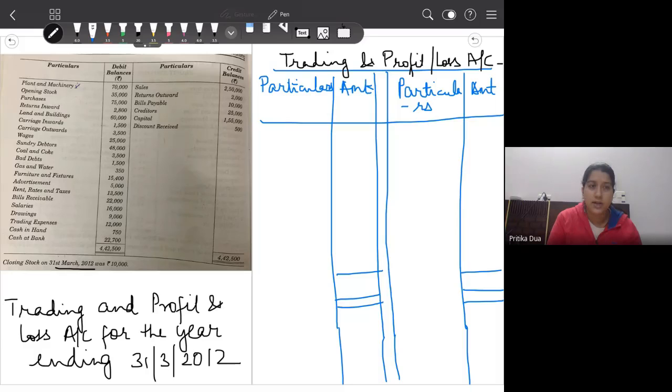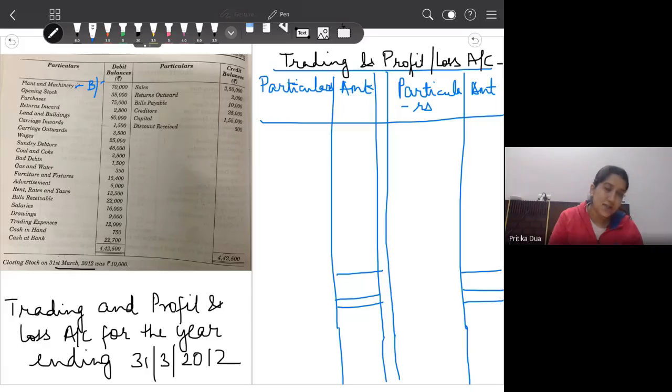First entry is plant and machinery. So when we discuss the format, plant and machinery is not appearing either in the trading account or the profit and loss account. It comes directly in the balance sheet because this is an asset for the business. And the definition of asset is anything that is helping the firm in earning revenue in the coming years. So they are wealth creation tools which are used by the firm. So plant and machinery directly goes to the balance sheet.